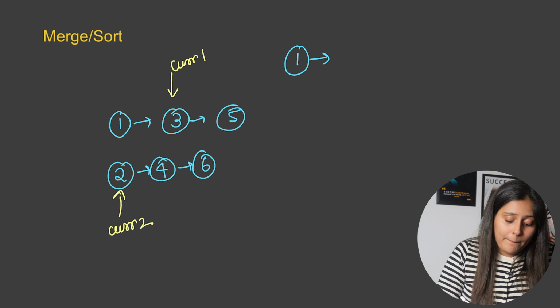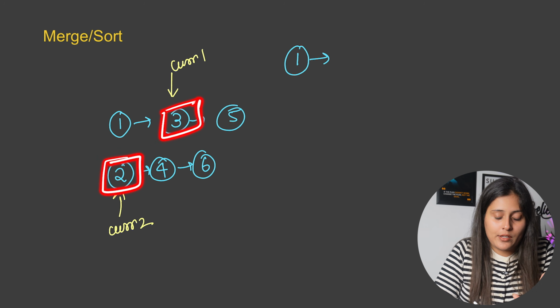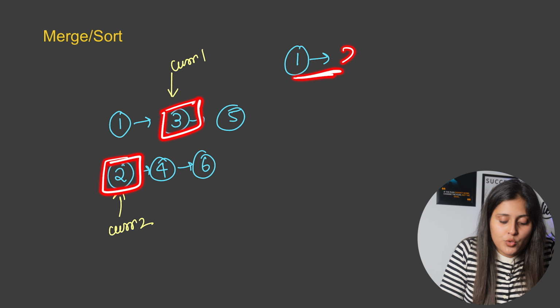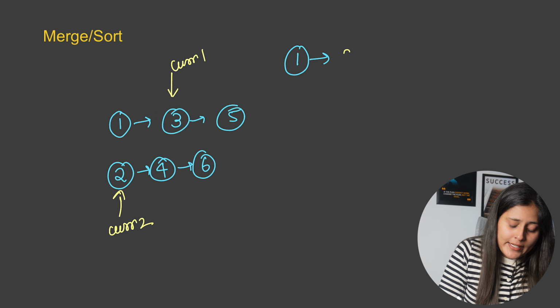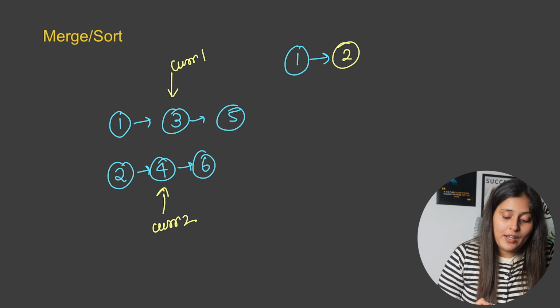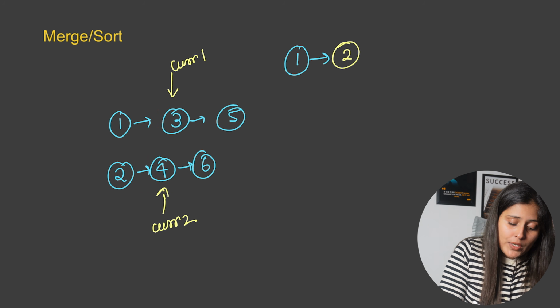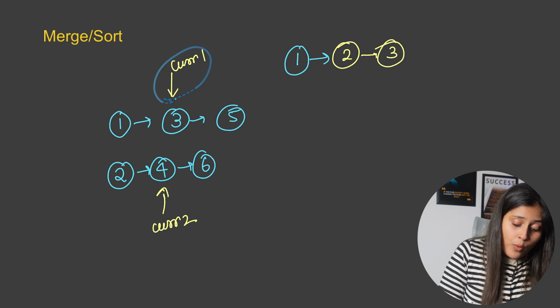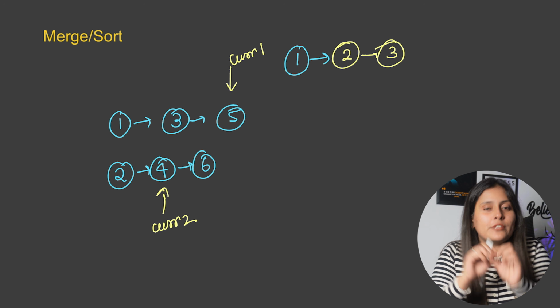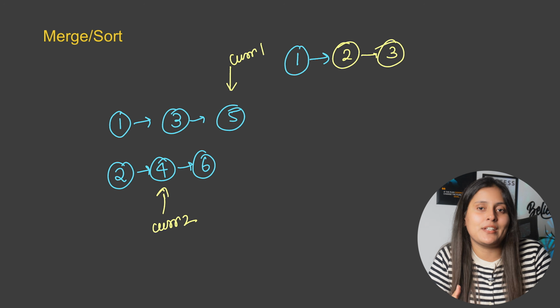Now next time you will compare 3 and 2, and you will find that 2 is smaller. So after this you will connect 2 here, and again you will move your current 2 from 2 to 4. Now this time you will compare 3 and 4, and you will connect 3 because 3 is smaller than 4. So now again current 1 will be moved to 5. So this algorithm we use to sort the linked list or to merge the linked list.